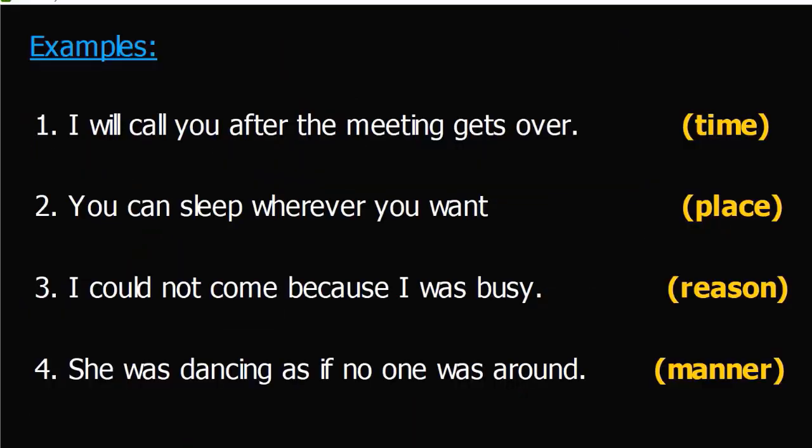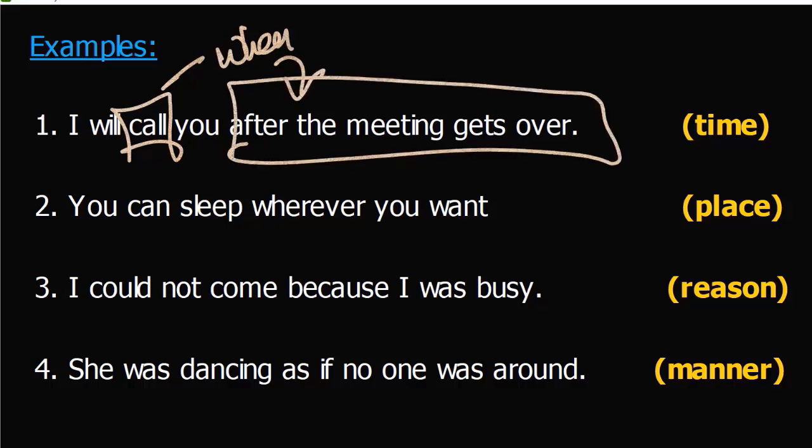Let's take some examples and understand how dependent clauses function as an adverb, and talk about time, manner, concession, and all these things. Example number one: I will call you after the meeting gets over. What is the main verb? Call. I will call you. When? When will you call me? Ask the question. After the meeting gets over. This is the answer, right?